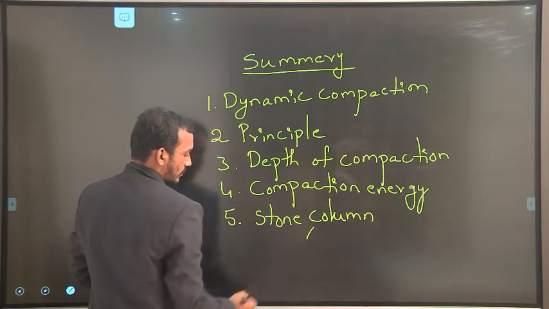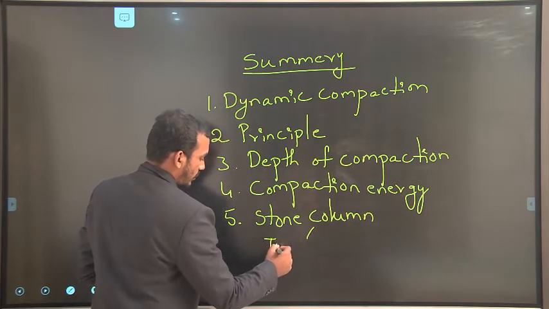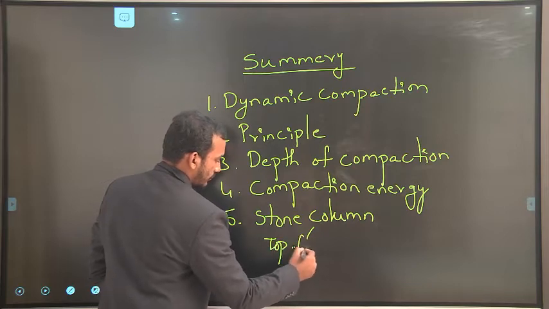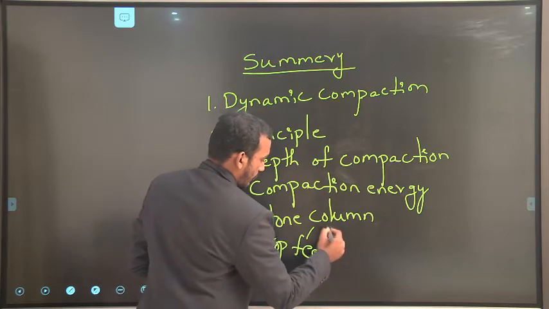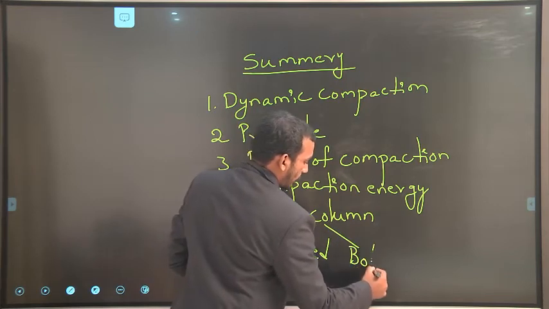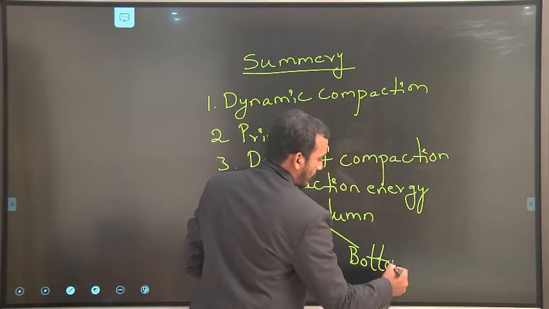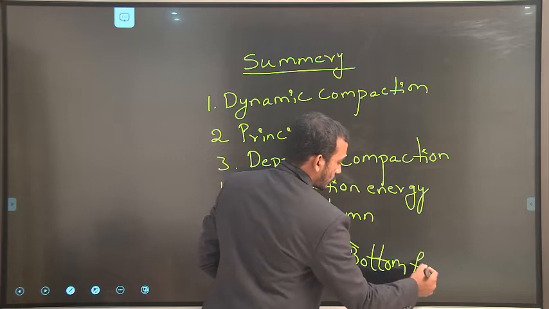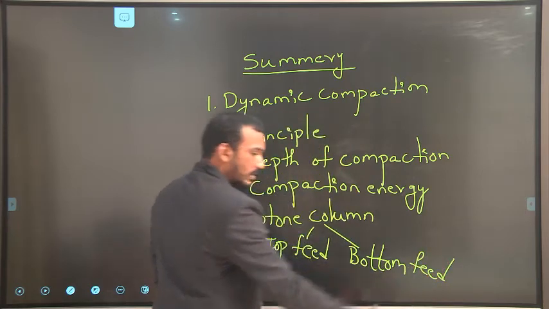The next one is the third method to compact granular soil, stone columns. It has two types. What are they? Top feed and bottom feed. In the top feed system, the stones are laid from the top, whereas in the bottom feed system there is a pipe arrangement to feed the stones at the bottom itself.